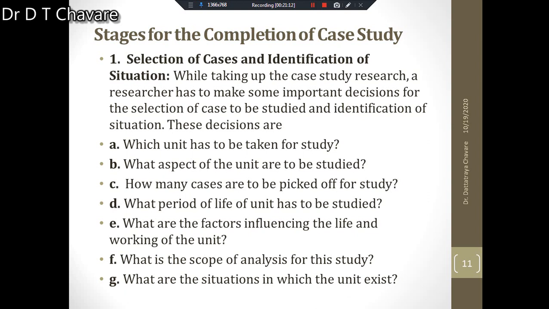All these questions you have to ask yourself, and you have to try to get the answers to these questions. It means that if you get the answers to all these questions, at that time you can select the case and identify the situation clearly. That's why the first stage is selection of cases and identification of situation. This is the first stage of the case study method.